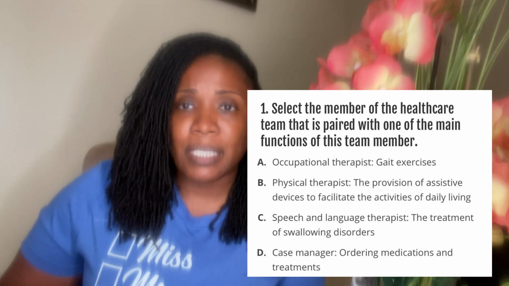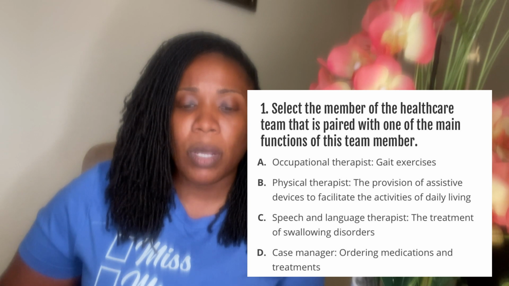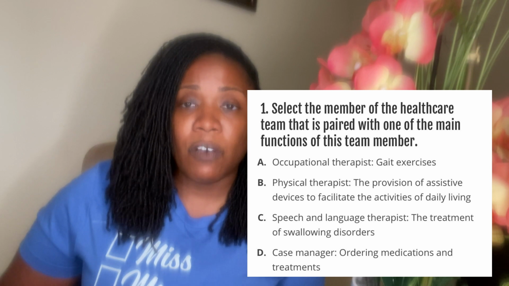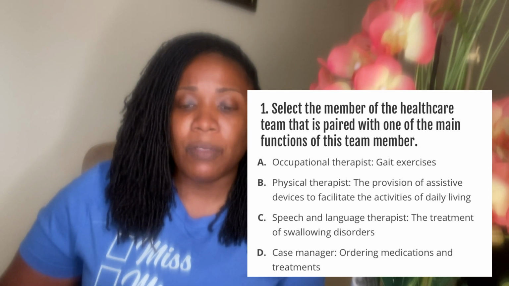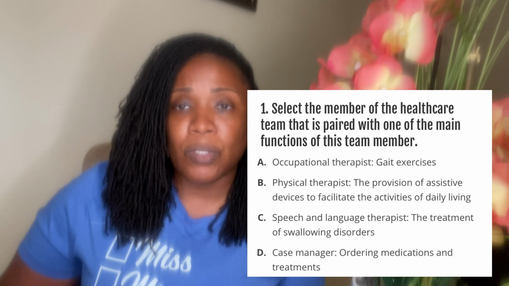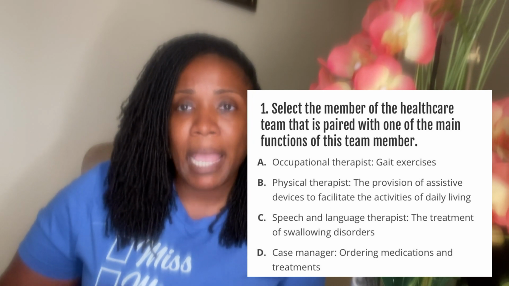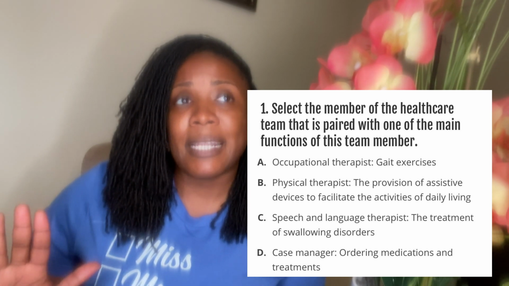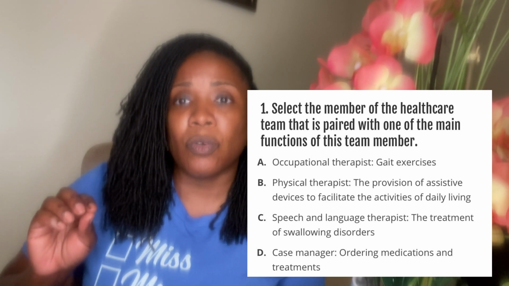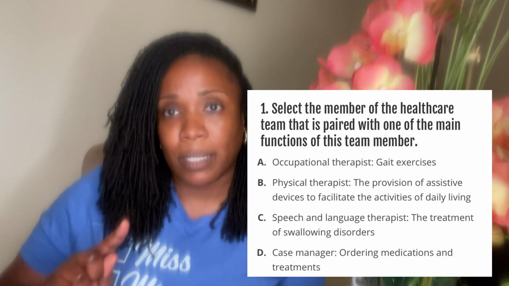The first question states, select the member of the healthcare team that is paired with one of the main functions of this team member. So what it's basically asking is, it's going to give you a list of healthcare team members and pair each with a specific function that is supposed to be specific to that healthcare member. And it is through the multiple choice answers, you have to choose which one matches correctly.